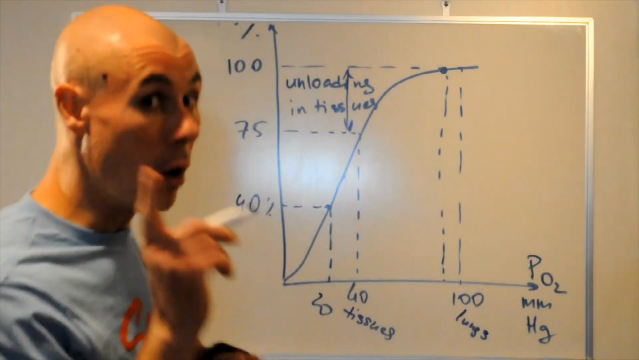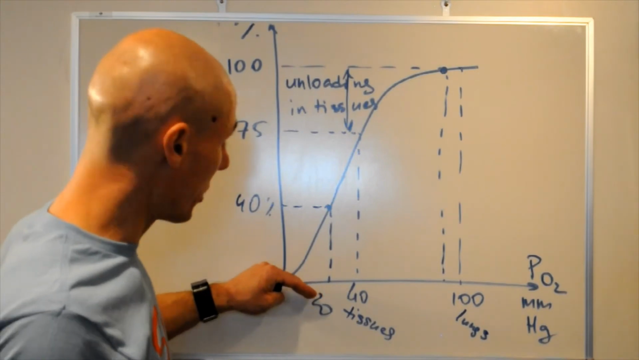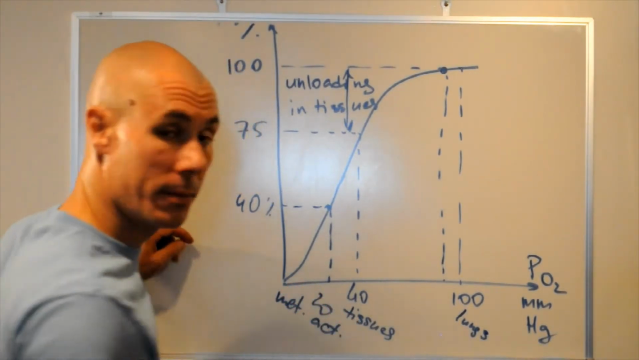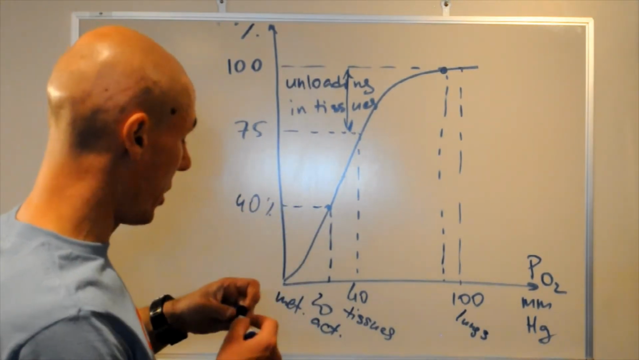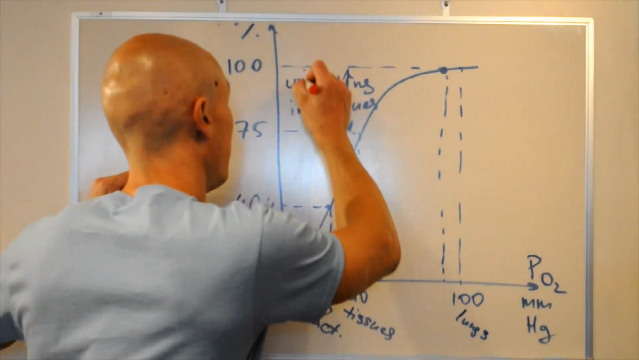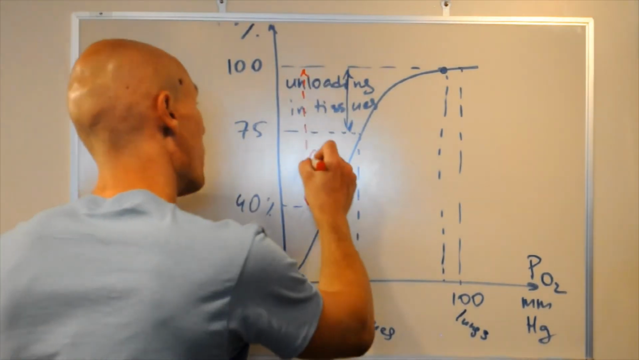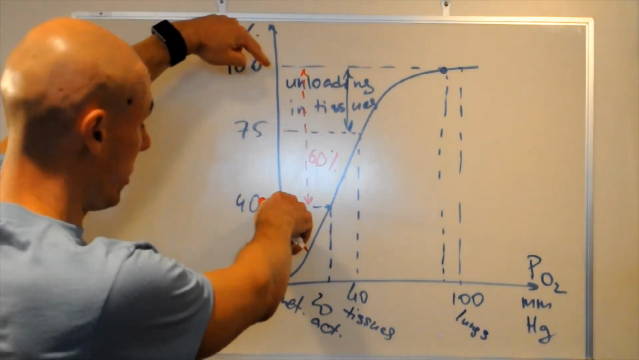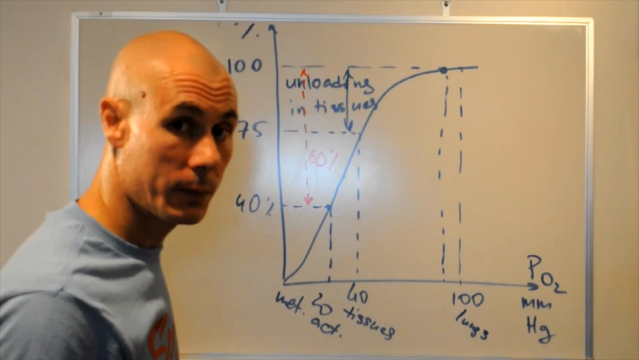Which means now that at 20 millimeters of mercury in the metabolically active tissues, the saturation of hemoglobin will be 40%, and the unloading will be not 25, but 60%. So much more oxygen will get to metabolically active tissues.